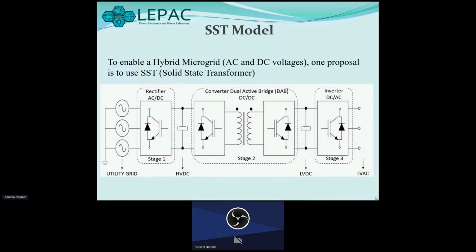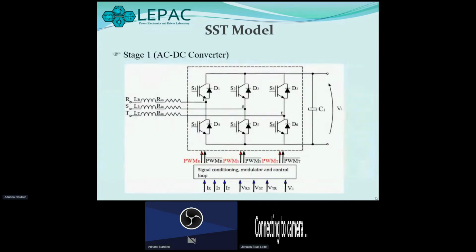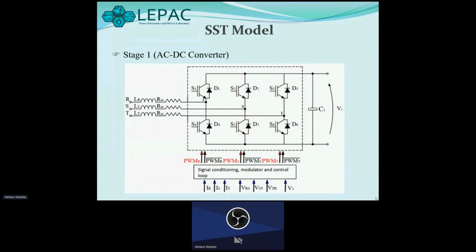SST model. The proposed SST has 3 stages: AC-DC converter, DC-DC converter, and DC-AC converter. Thus, we can have access to the 4 SST buses: low voltage and high voltage DC and AC. All the converters are bidirectional in power flow. Stage 1. The converter used in this stage was the controlled rectifier with high power factor.